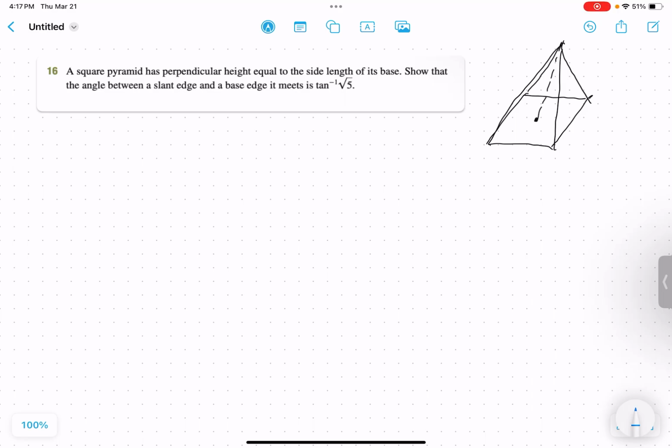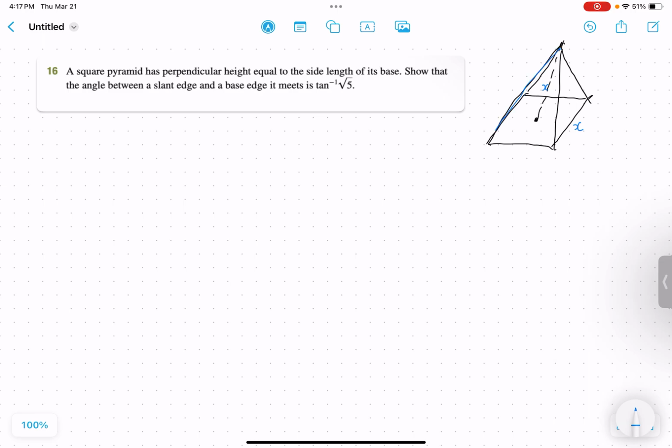All right, so we have this square pyramid, and it's got a perpendicular height equal to the side length of its base. So if I make that x, this height is also x. And show that the angle between the slant edge and base edge. So it's really talking about the slant edge.